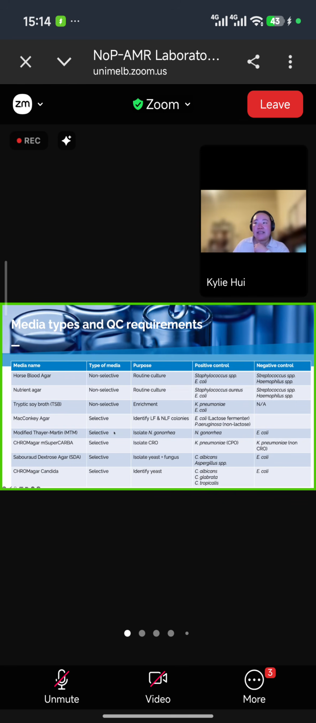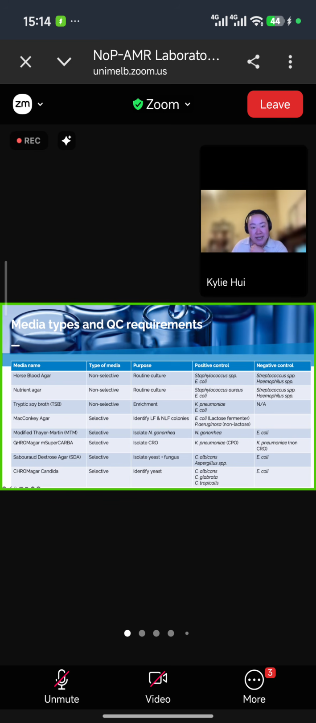Next, we have selective media looking for specific pathogen targets. For example, our MTM is a selective media looking for Neisseria gonorrhoeae. Our positive control needs to be Neisseria gonorrhoeae because we are using that medium to detect gonorrhea. The negative control can literally be anything. I've put E. coli because oftentimes we are looking for gonorrhea in genital swabs, and in genital swabs we regularly have E. coli.